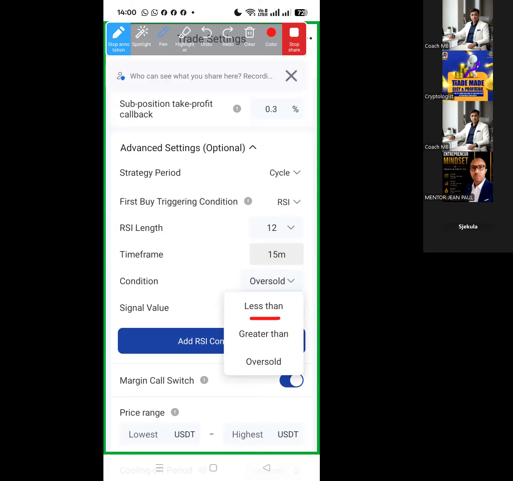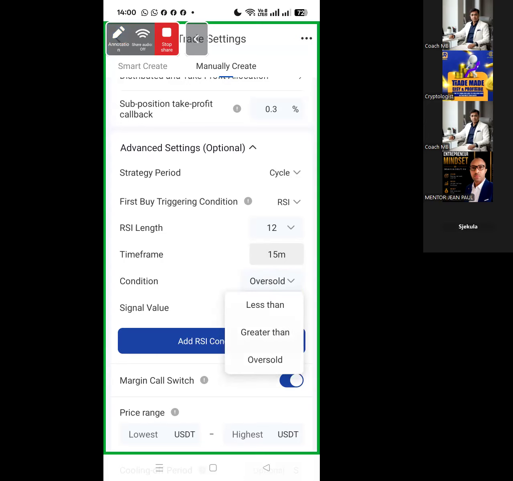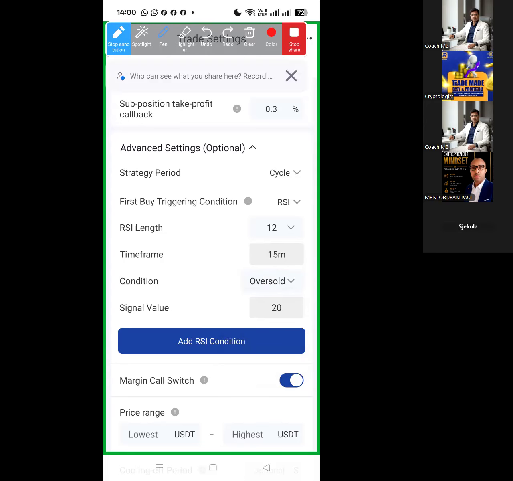You can put a less than price or a greater than price or even in the oversold area. Once you select the oversold, that is the default setting. What you see here, this oversold area will start from 20%. This is the default setting that I just explained to you.